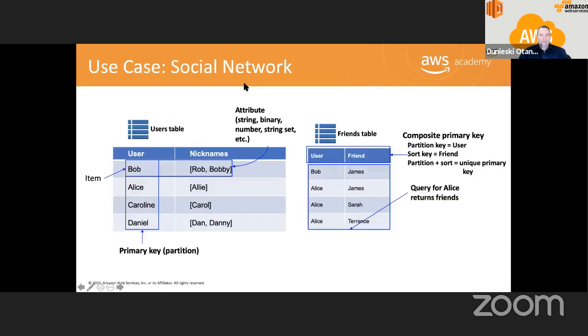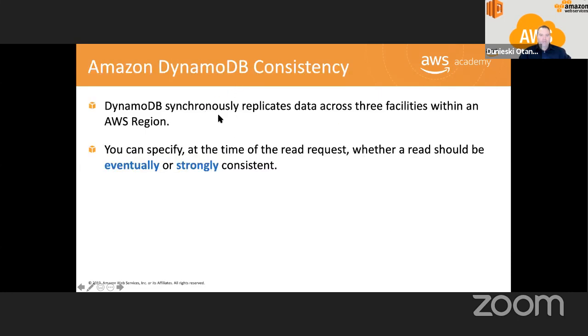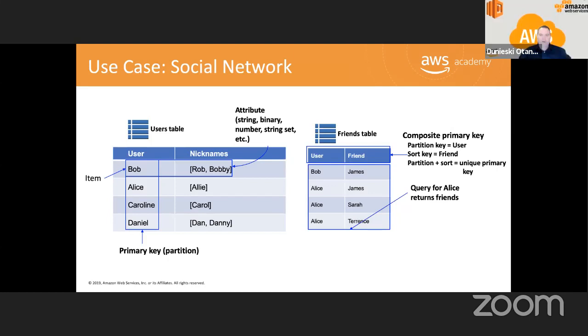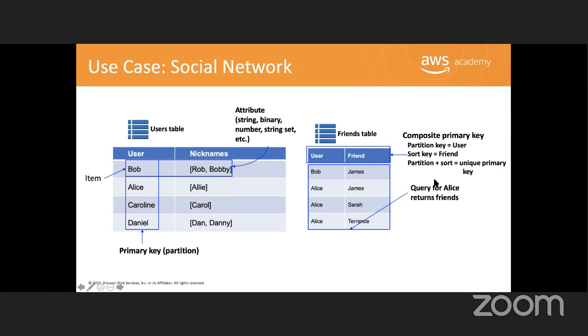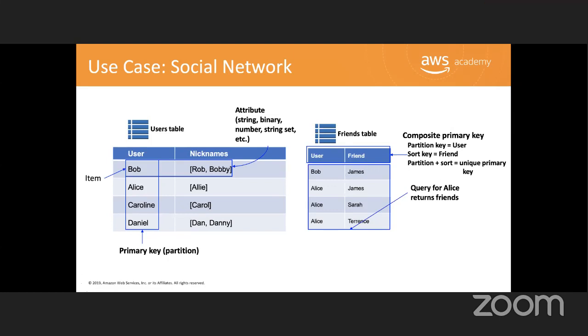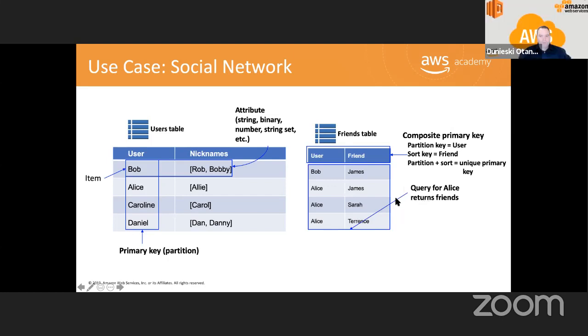So, Amazon DynamoDB consistency. DynamoDB synchronously replicates that, oh, sorry. Yes, go ahead. Can you go back? I don't understand how Bob and James came to this, if the query is for Alice. You have to create a query. It's just the way you structure the information. This is the data, this is not the table. Oh, sorry, I thought this was a query you had done against Alice. No, it's friends. Never mind, I got it. Yeah, you create a query and then return the friends for Bob or the friends for Alice.